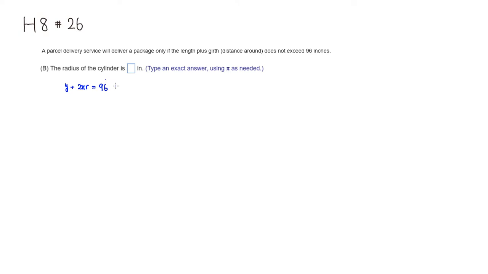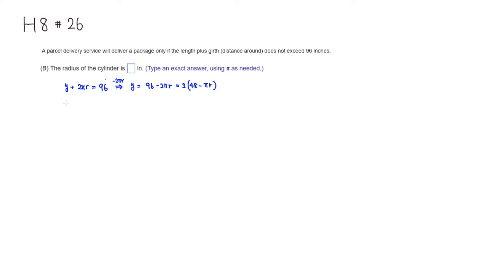All right, so I'm going to solve this for y. I'm going to subtract 2 pi r, so we have y is equal to 96 minus 2 pi r. I'm going to factor out 2 so that you have 2 times quantity 48 minus pi r.